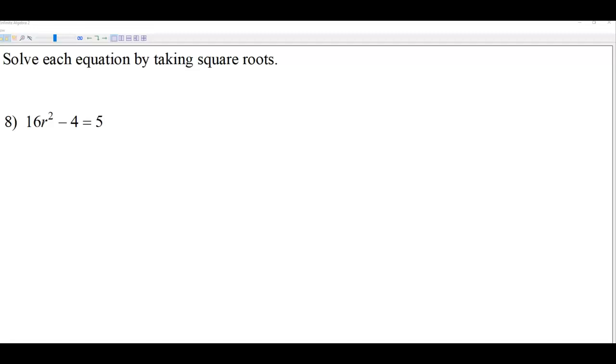The only time you can do that is if you have a quadratic equation of the form like this. In other words, there's no bx. There's just an ax squared and a c. When you have that, you could solve it just by taking square roots. And all you have to do is just get the r by itself. So the first thing I would do is add 4 on both sides. And then I would divide by 16.